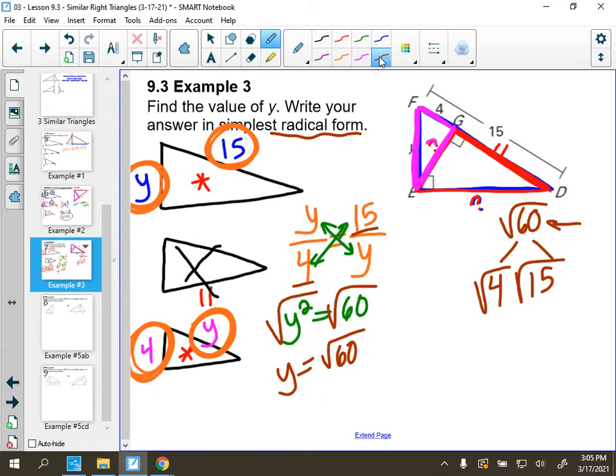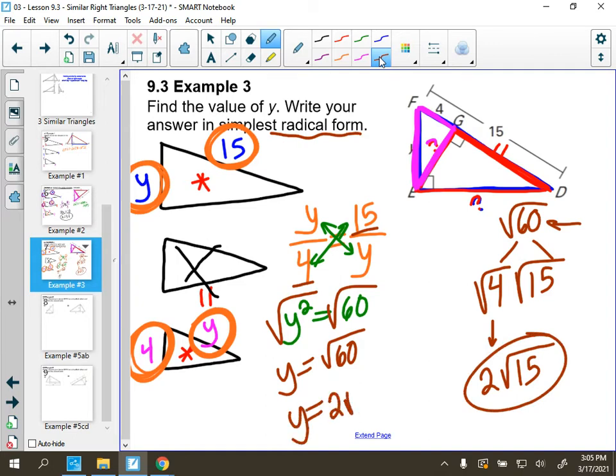Remember how to finish it. We do the square root of 4, which is 2. The square root of 15 is just the square root of 15. I don't know what that one is. And that ends up being our value for y. Y is equal to 2 times the square root of 15.